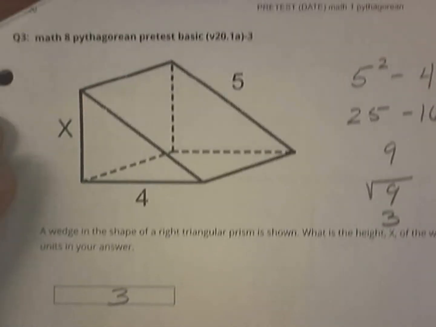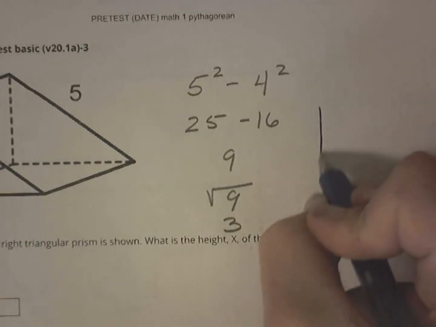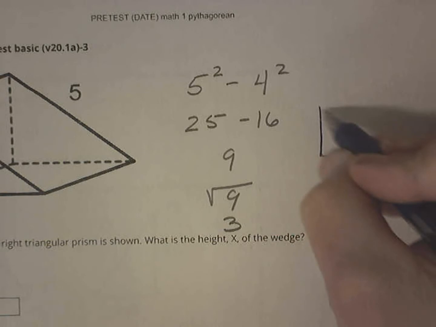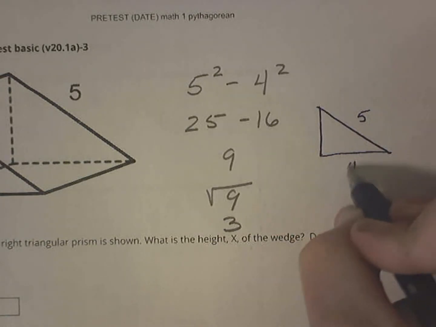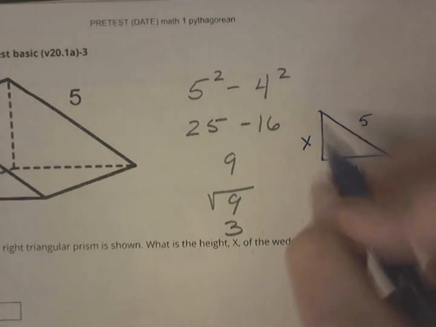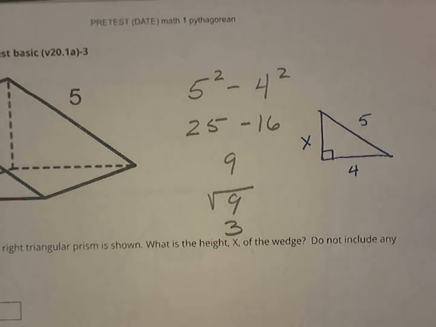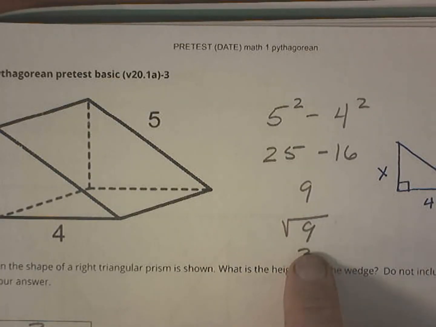Here's a Pythagorean theorem again. This is just a wedge, so I'm going to take it from a three-dimensional shape and turn it into a two-dimensional shape. There it is. So I'm looking for a leg, so it's going to be square, square, subtract. So square, square, subtract gives me a 9. Square root of 9 is 3.